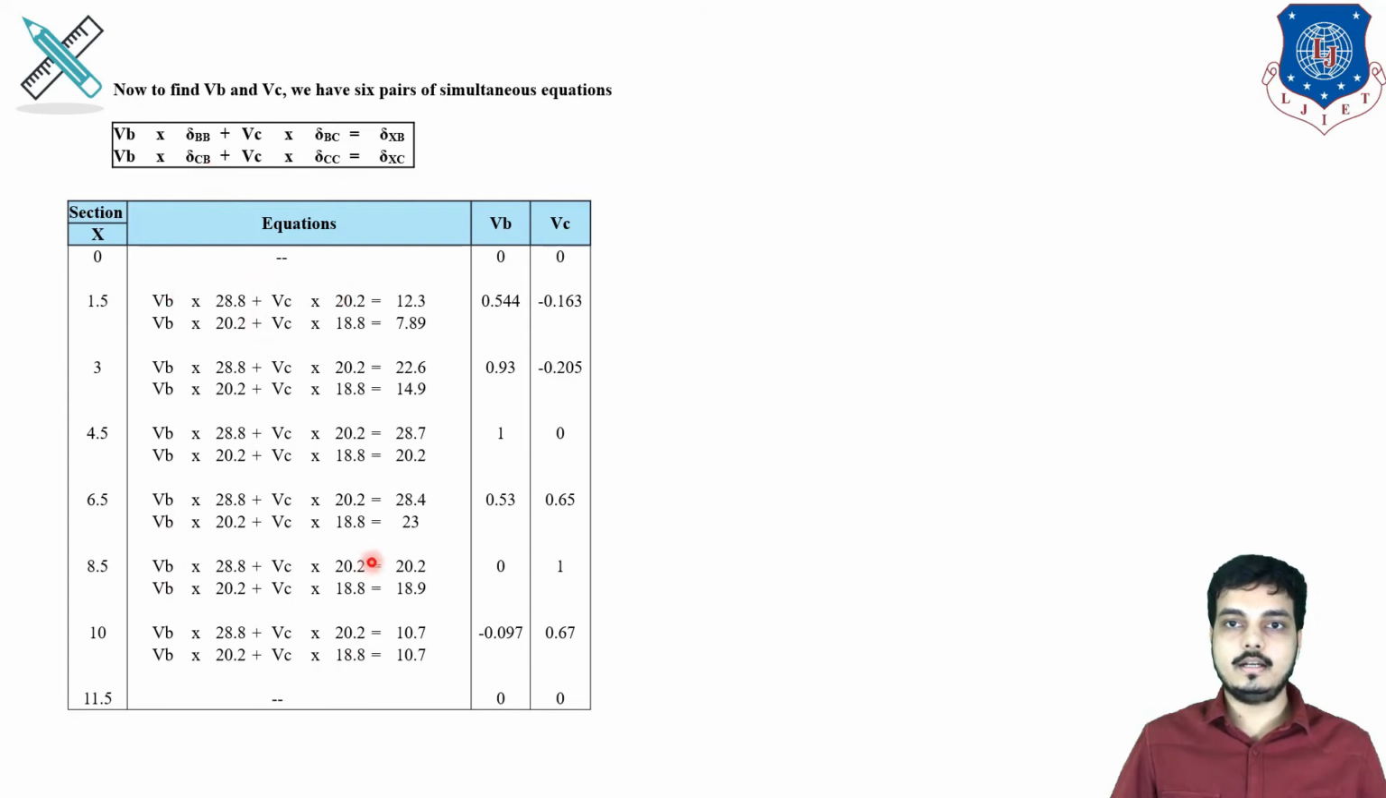So we have found out the entire values for this, and these are the respective changing values of delta XB and delta XC. After forming these two equations, we will solve them, then we can find out the value of VB, and if I find the value of VB, we can place it in any one of the equations to find the value of VC. So in this way we can find the respective values of reaction at B and reaction at C.